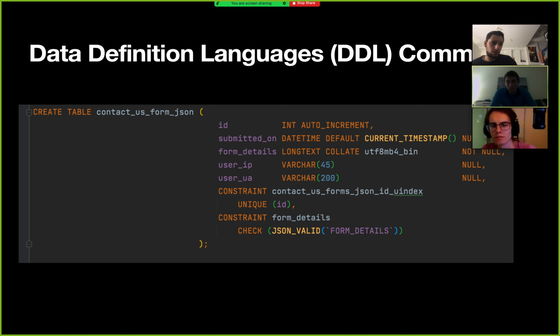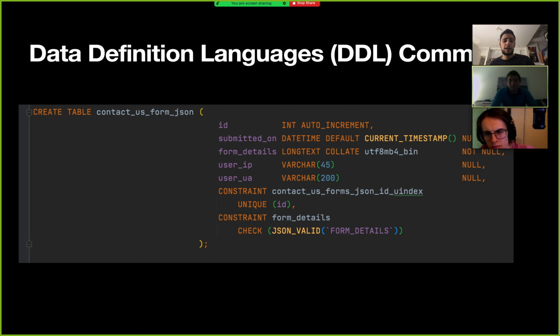So one of the first things you might do with your database is create a table. And in this example here, I'm creating a table called contact us form JSON. And it has some columns: an ID, a date time that it was submitted on, some form details, user IP, user agent, stuff like that. And then there's some constraints. We mentioned before those consistency rules, right? These constraints are defined within the database.